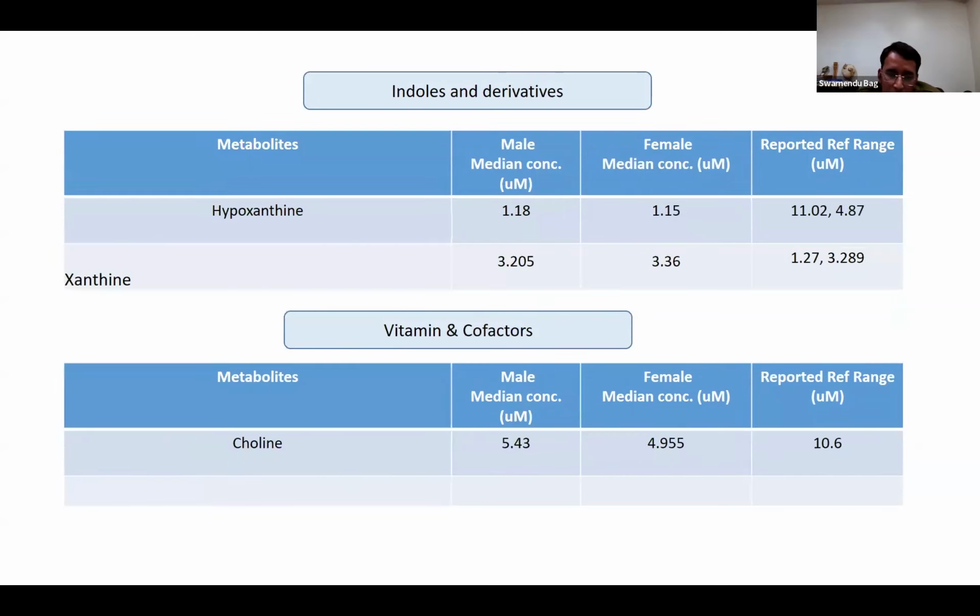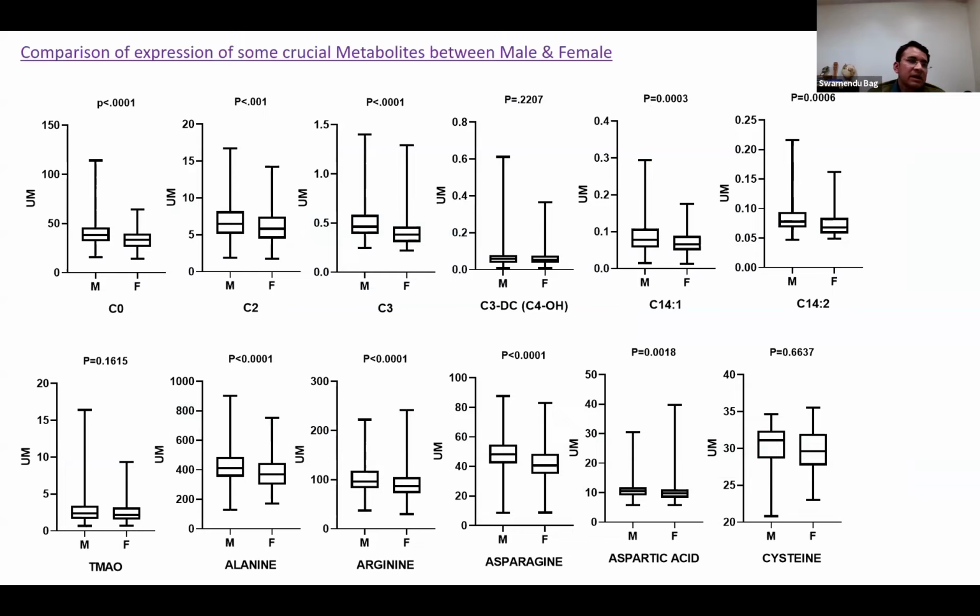And vitamins and cofactors, it is also below the reference range that we got as compared to the literature. So this is because I'm saying that this is a preliminary study, so I cannot strongly say anything about it, because we have to do more analysis and more samples. This is only the presentation of only 469 samples.